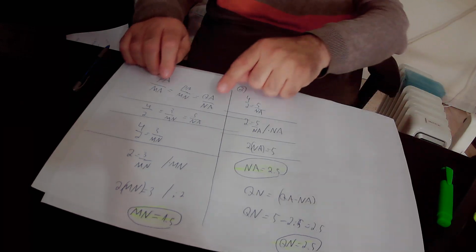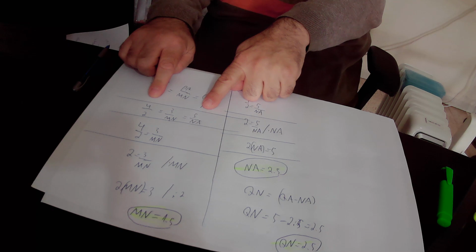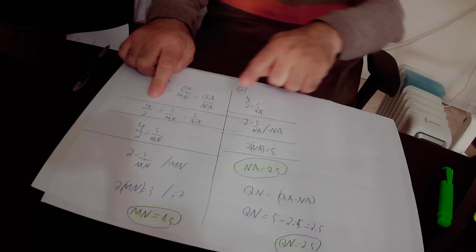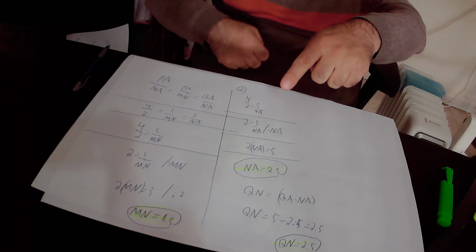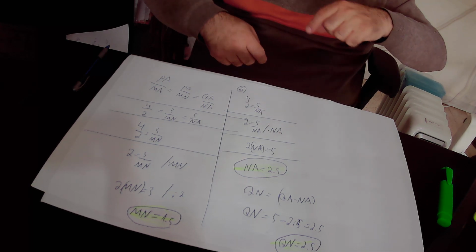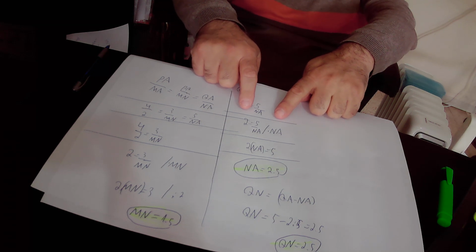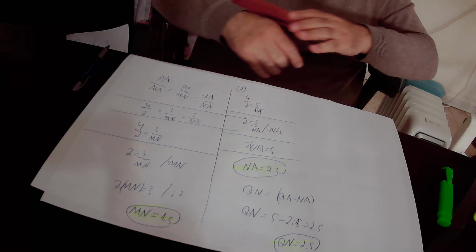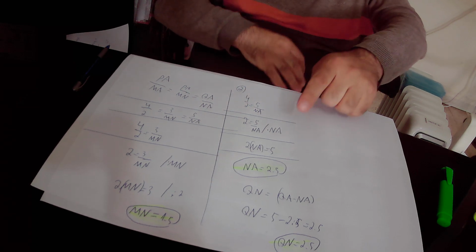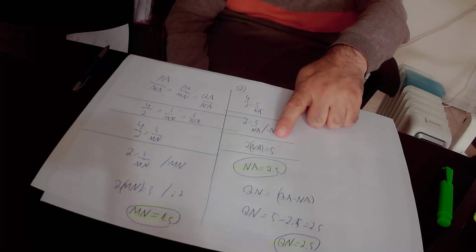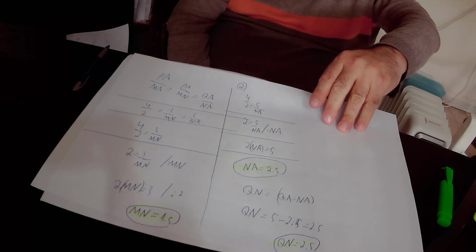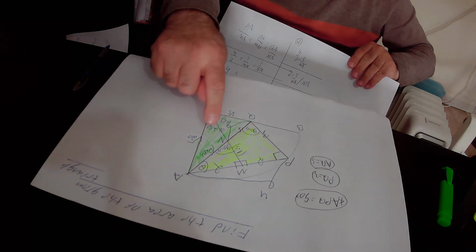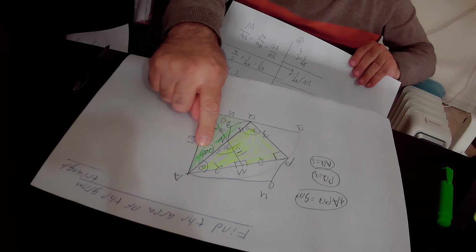From the same equation, we can also conclude that 4 over 2 equals 5 over AN. 4 over 2 is 2, so 2 equals 5 over AN. We multiplied this equation by AN and found that 2 times AN equals 5. Then we divided by 2 and found that AN equals 5 over 2, which is 2.5. So this line segment AN is 2.5 units in length.